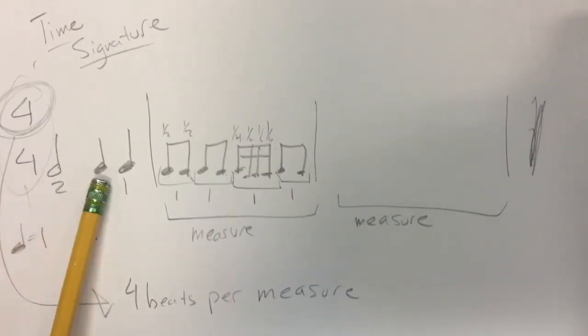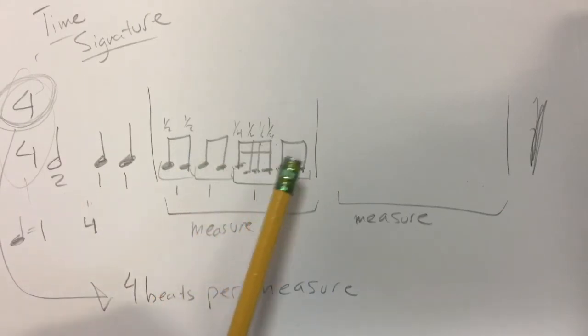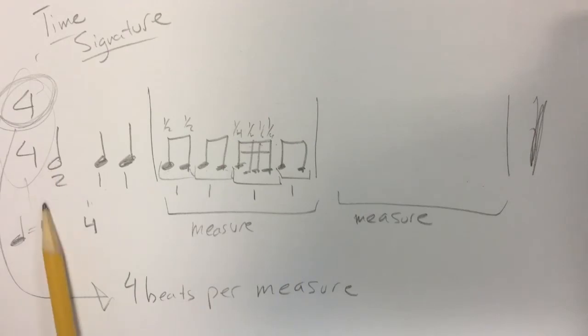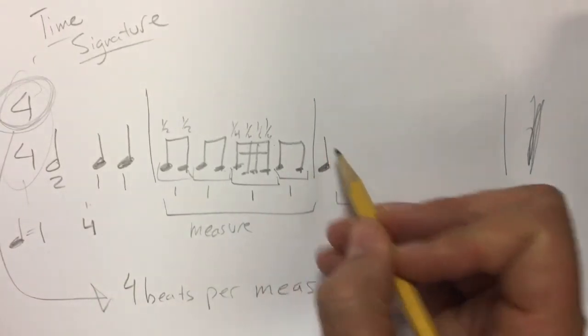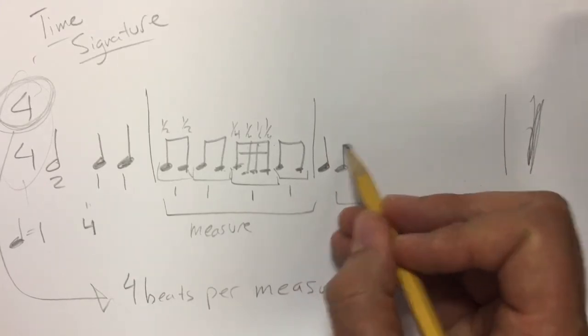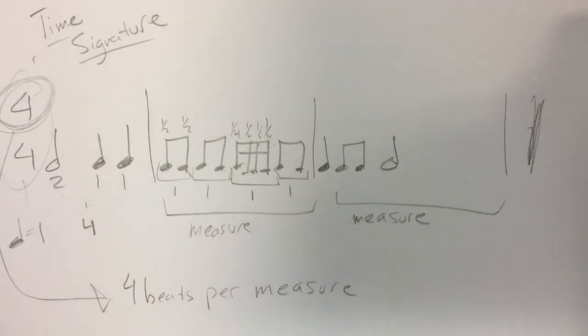Dun, dun, dun, dun, dun, like that. But no matter what, it always has to only add up to 4 beats worth of notes. All right, here's another example over here. I could put a quarter note, for example, 2 eighth notes, and maybe a half note. That could work as well.